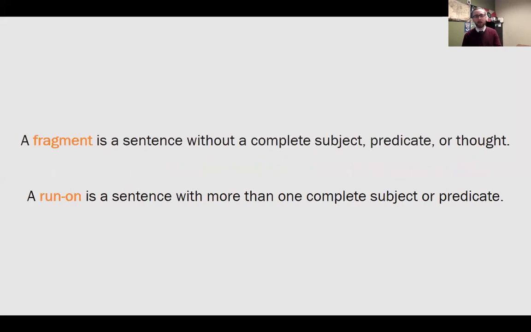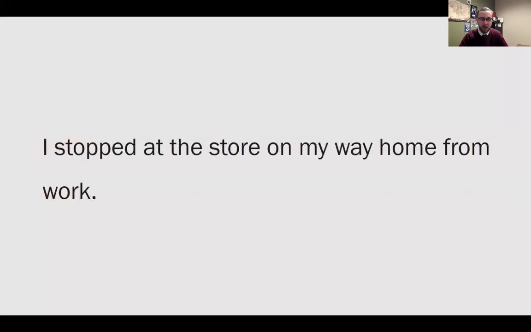So the errors that we're going to focus on correcting are fragments and run-ons. A fragment is when a sentence is missing one of those three essential elements. It's either missing a subject, a predicate, or a complete thought. A run-on is when a sentence has too much of one of those things. Usually a run-on will have two subjects and two predicates in one sentence, and that's too many. So let's look at some examples.